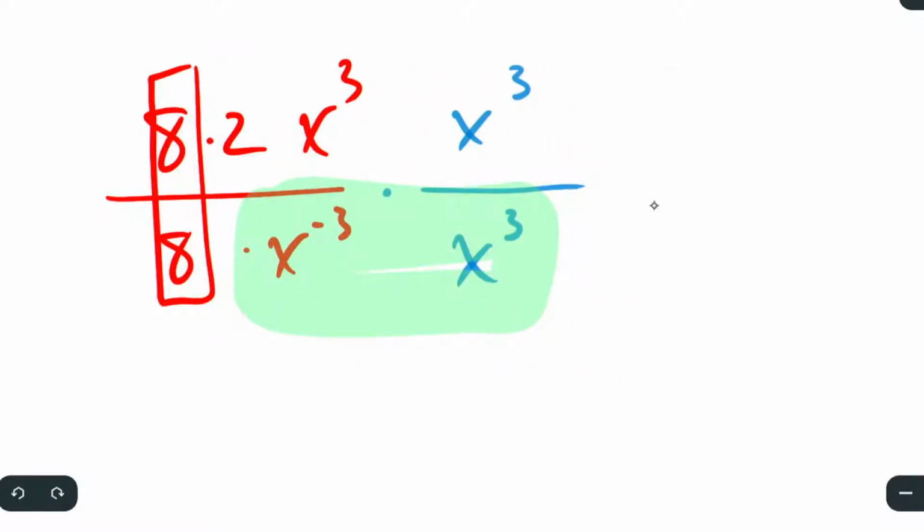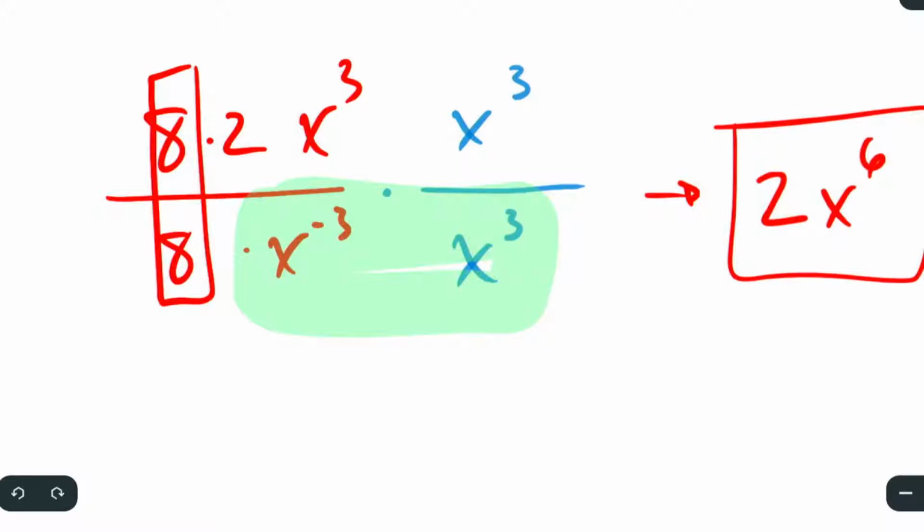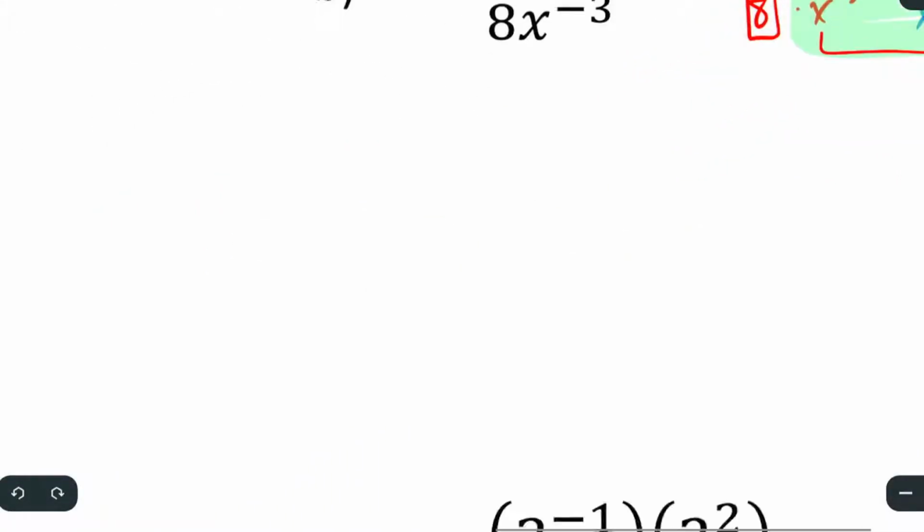And in my numerator, I have a factor of 2. Right? And then I have 3 factors of x times 3 more factors of x. So that's x to the 6th power. So this is the answer to part B. Good way to take care of a negative exponent is to neutralize it with a positive exponent of the same form. Let's look at part C.